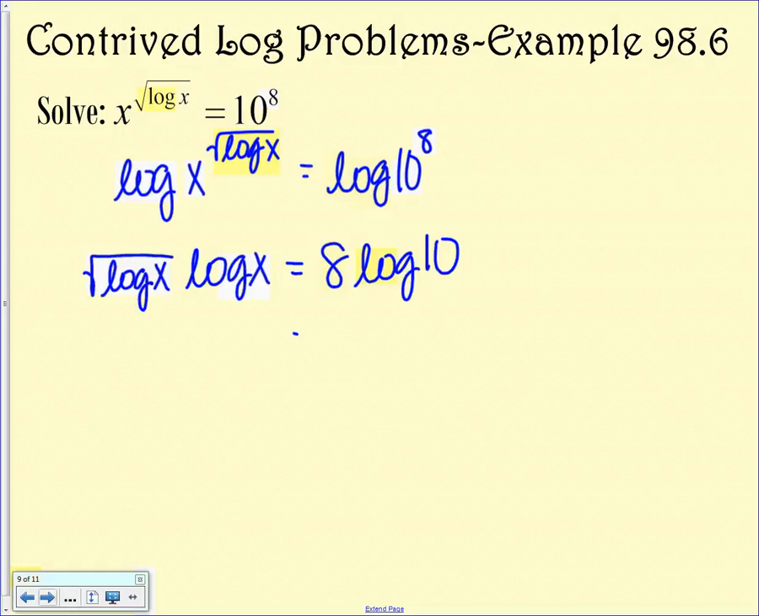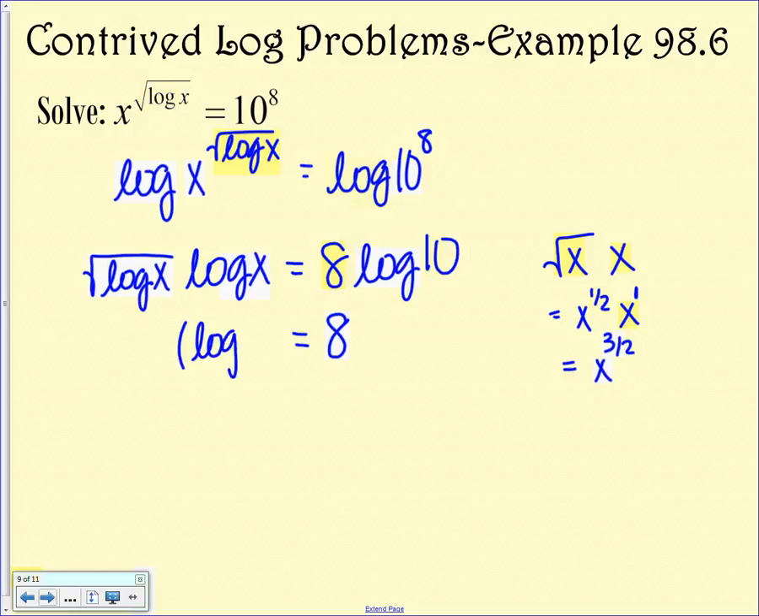Now on the right hand side, 8 log of 10, the log of 10 is just a 1, so you're left with 8. On the left hand side, we have the square root of log x basically times log x, which is log x to the 1/2 times log x. This exponent is a 1. When you're multiplying, you would just add your exponent. So 1/2 plus 1 is a 3/2. So this becomes log of x to the 3/2. Okay? So you just combine your exponents there.